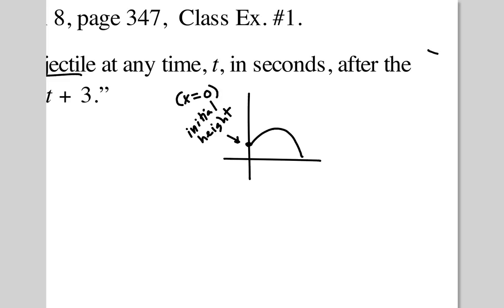And then the ball goes up and the ball comes down, so it hits a max height here, and then this is where it hits the ground. That's your x-intercept when y is 0, so when the height is 0. Okay, so 3 really important points.